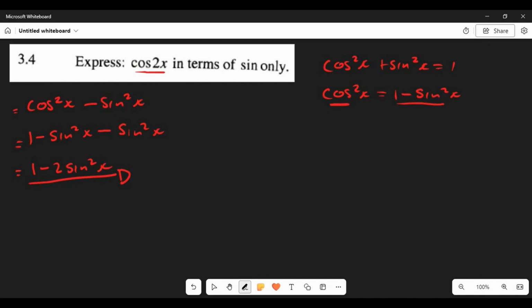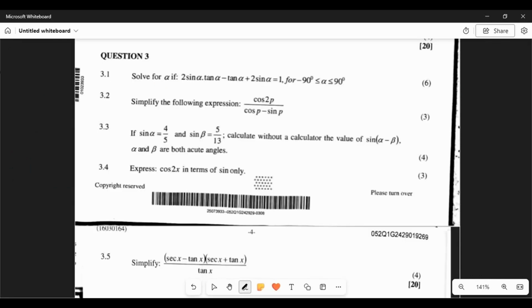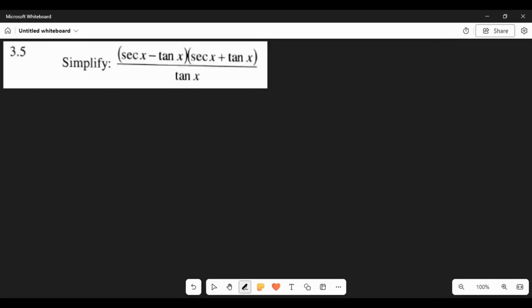Alright, let's do the last question, which is 3.5. So here is 3.5 underneath here. They want us to simplify this. So I'm just going to copy this question and then paste it where there is space so we are able to solve this problem. Right, so let's simplify this one here.